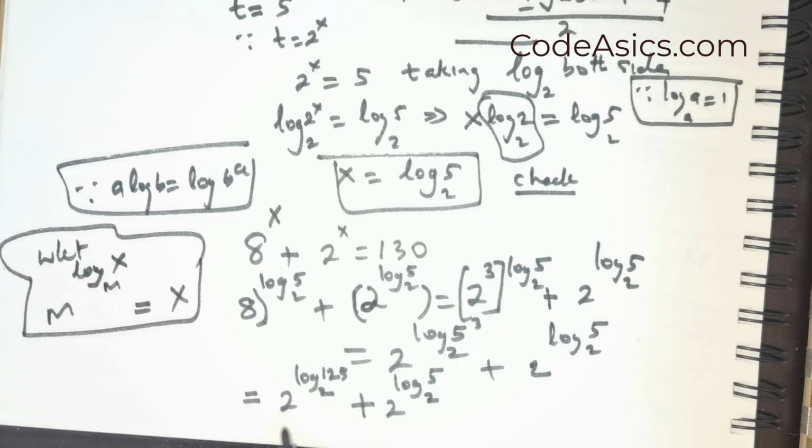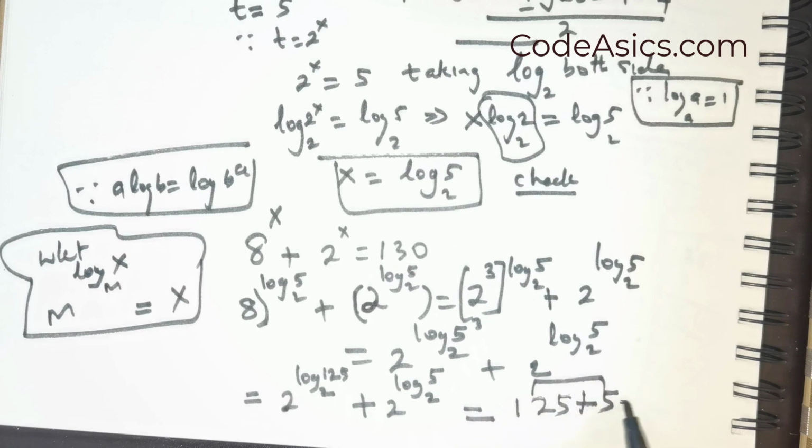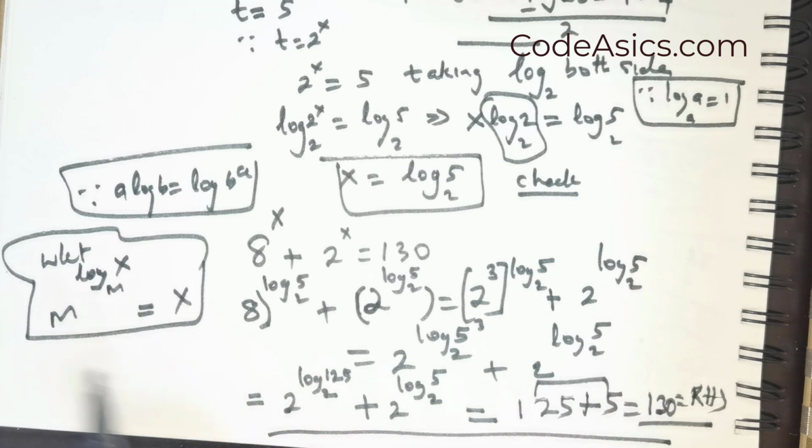So by this property, what happens? You have 2 raised to the power of log 125 to the base 2 and 2 raised to the power of log 5 to the base 2. So this is going to be equal to 125, and this is going to be equal to 5. 125 added with 5 would give me 130. What is that? That's nothing but our right hand side. So there is no approximation involved in this technique. It's a straightforward utilization of the logarithmic property and using some basic algebra to solve this question.